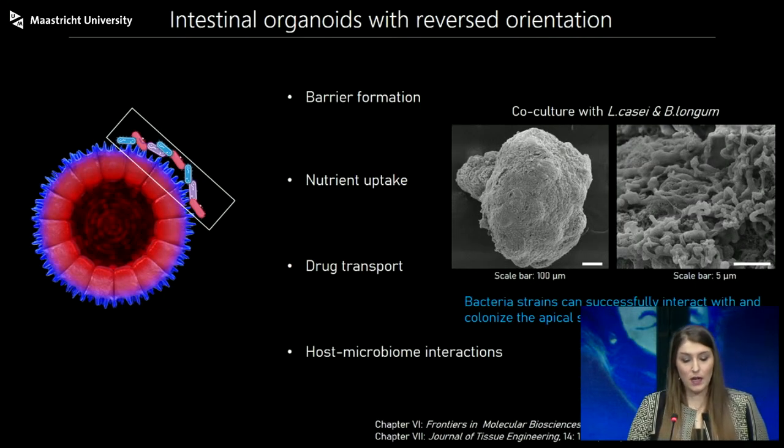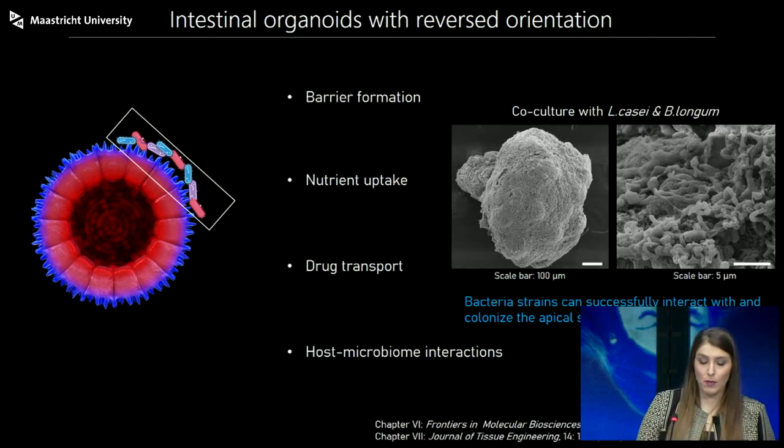Finally, we expanded our apical-out organoid model in hypoxia, which is very important since in vivo, the lumen of our intestine is a hypoxic environment, and the majority of microorganisms residing there are anaerobic. So to test the functionality of organoids in terms of host-microbiome interactions, we performed a triple co-culture of apical-out organoids with two of the most abundant probiotic bacteria, known as Lactobacillus casei and Bifidobacterium longum. And our results indicated that these bacteria can really successfully colonize the apical surface of the organoids and exert their probiotic benefits.